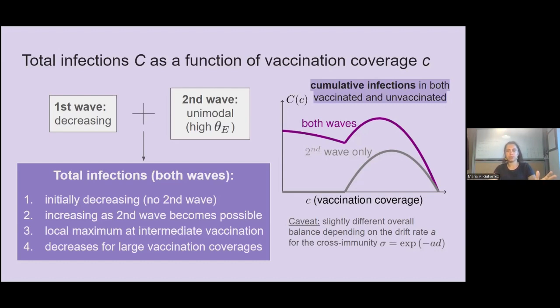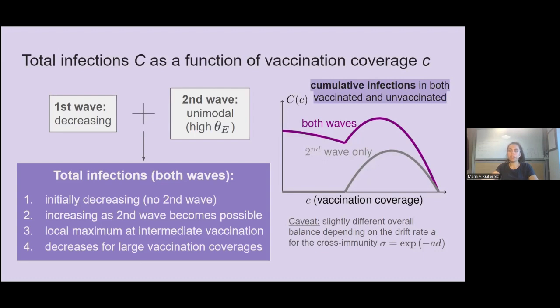But for the second wave, it's a bit more complicated. So the second wave is this gray curve here. If there's very low vaccination coverage, the second wave is not possible at all, because the escape strain does not have any advantage compared to the mutant, or has really little advantage, so it will go extinct; it cannot spread. However, at larger vaccination coverage, a second wave is possible. If the vaccination coverage is really, really high, then you're close to herd immunity, and then it's slow again.